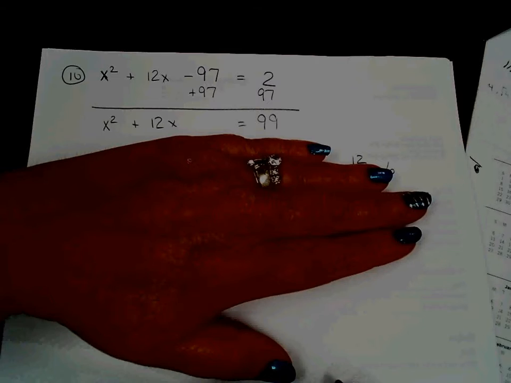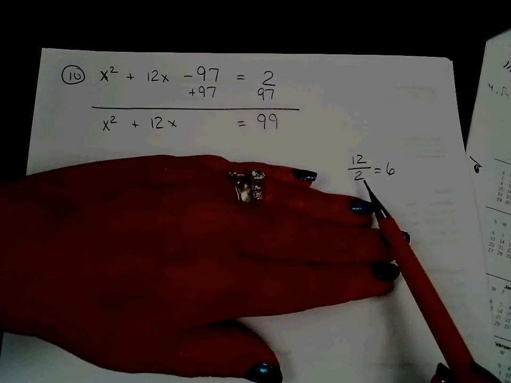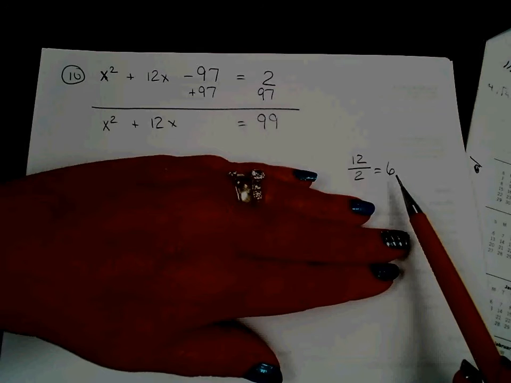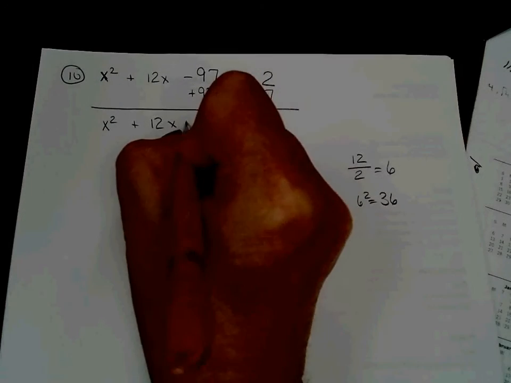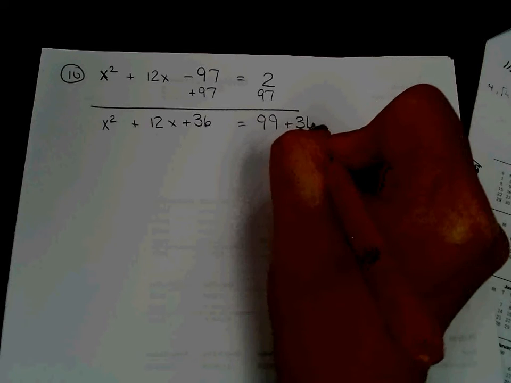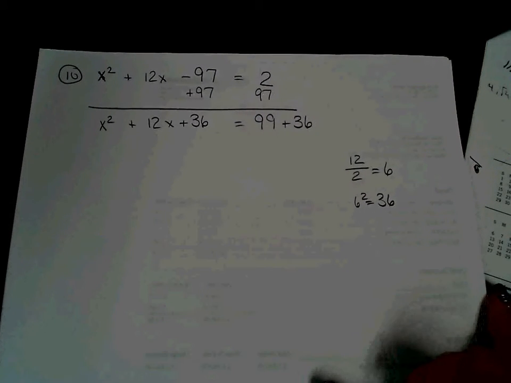I take half of the thing in front of the x, which is 12. 12 divided by 2 is 6, and then I squared that 6 to get 36. I add 36 to the left, and whatsoever thou doest to the left side of thy equation, thou must also doest to the right, and I add 36 to the right. Okay. Then I'm going to factor the left.